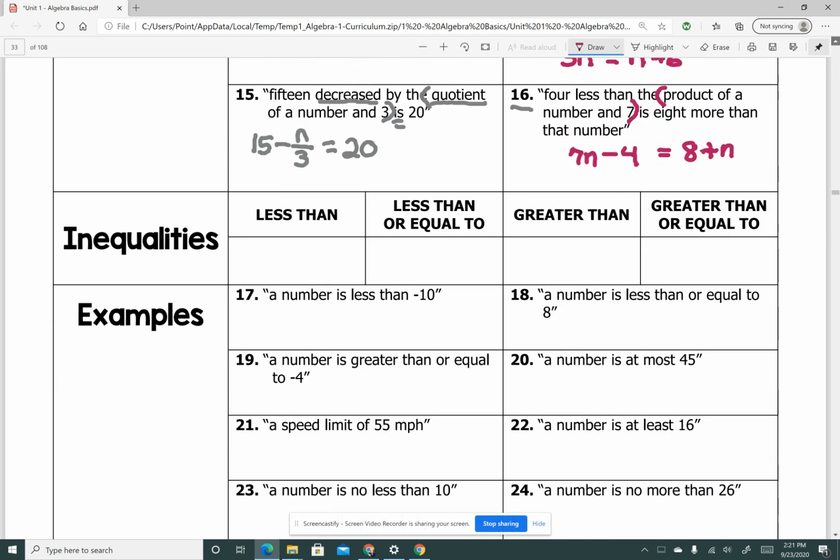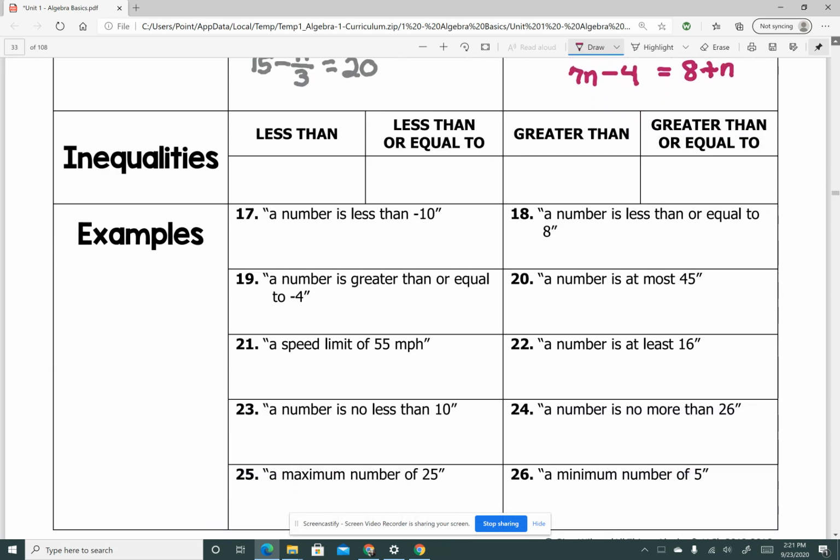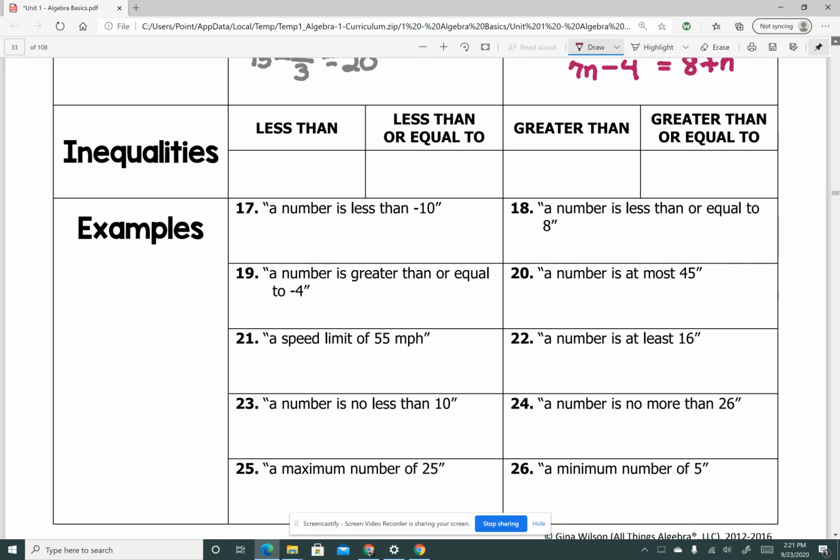So we also can translate the language we're used to speaking and talking into inequalities in algebra, and we use specific symbols to do that. You probably know them already. Less than or equal to, greater than or equal to. So let's use those symbols to solve some of these. I'll do 17, 19, 21, 23, and 25, and let's see if you can try the rest on your own.